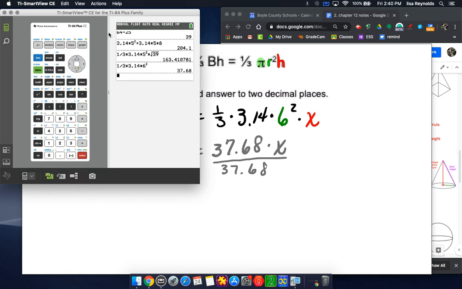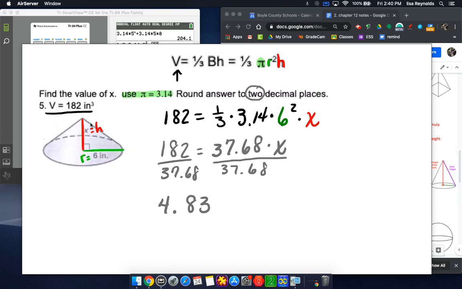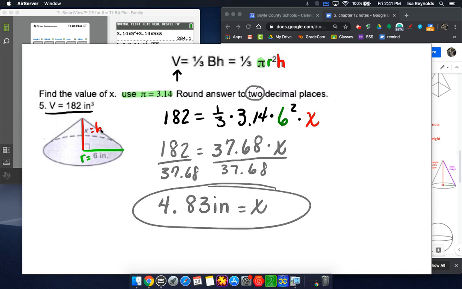So in the calculator, we're going to take 182 and divide it by the 37.68. We're rounding to 2 decimal places, so 4.83. Everything here is inches. Our radius is in inches. Our volume is in cubic inches. That means our height is in inches. So this is our value of x. Our value of x is 4.83 inches.